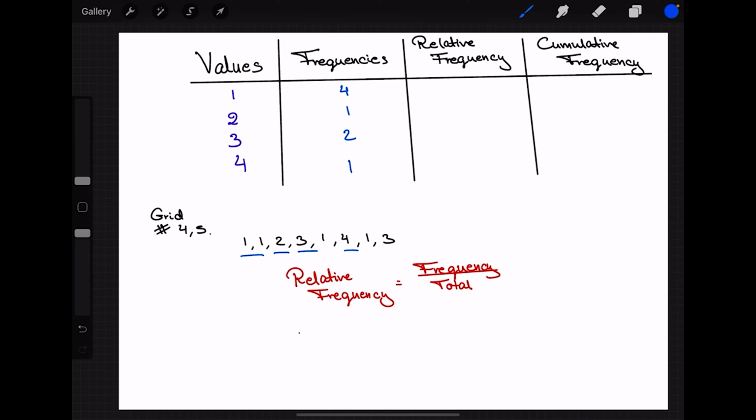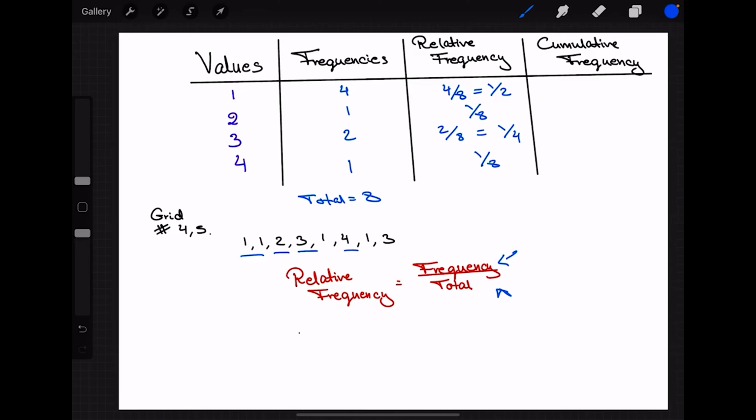Relative frequency, on the other hand, is frequency divided by the total amount of frequency. So the total amount of frequency in this case would be 8. So the relative frequency of 1 is 4 divided by 8, which is 1 over 2. 2 is 1 over 8. 3 is 2 over 8, simplified to 1 over 4. And 4 is 1 over 8.